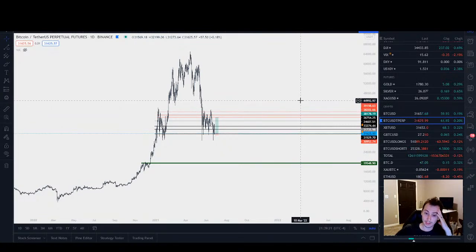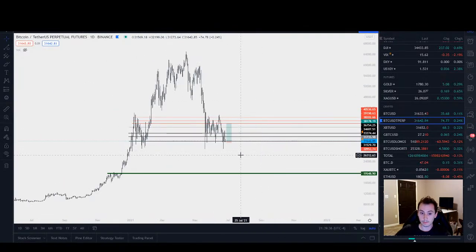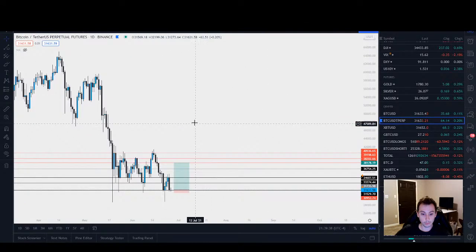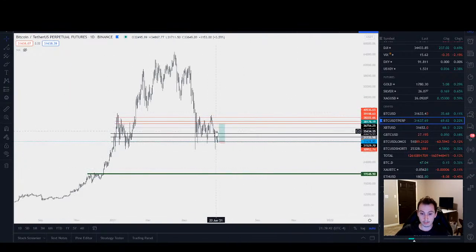The whole thesis of the 4-year cycle is there's a supply squeeze. It's supposed to happen. I don't know what's going to happen now. I mean, with the way the institutions are playing this, we'll have to wait and see. We will have to wait and see. But hey, the lower price goes, the more you and I can buy. If the institutions are going to play that game, let's play it with them.